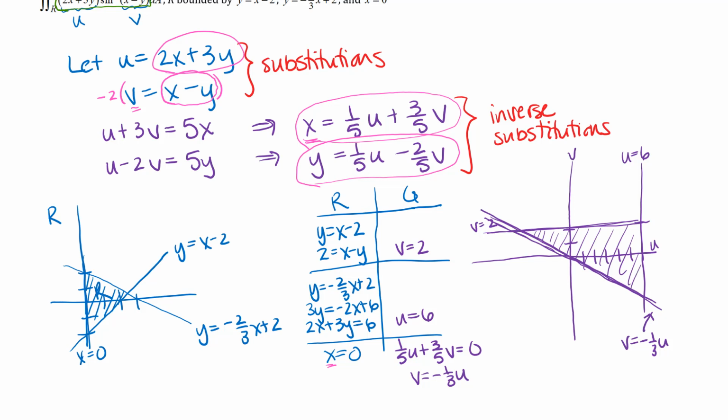So I also have a triangle in the UV plane. This would be my region G in the UV plane. But one of the things that you might notice is that the region G is a lot bigger than the region R, and so there is a part of our calculation that will account for that.